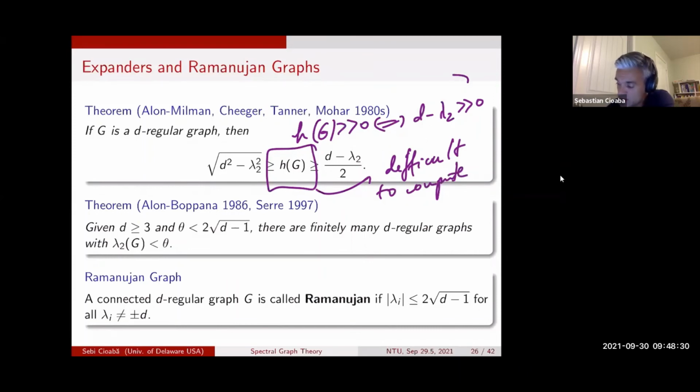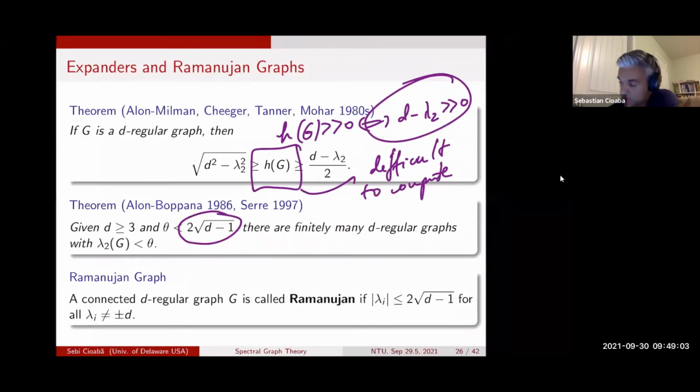So the question is, you try to construct graphs which have small lambda 2. How small can lambda 2 be? Well, this is Alon–Boppana and Serre, which says that basically square root of d minus 1 is the best you can hope for. And this result led to the introduction of Ramanujan graphs. So a connected d-regular graph is Ramanujan if and only if all the nontrivial eigenvalues are between minus square root of d minus 1 and square root of d minus 1.